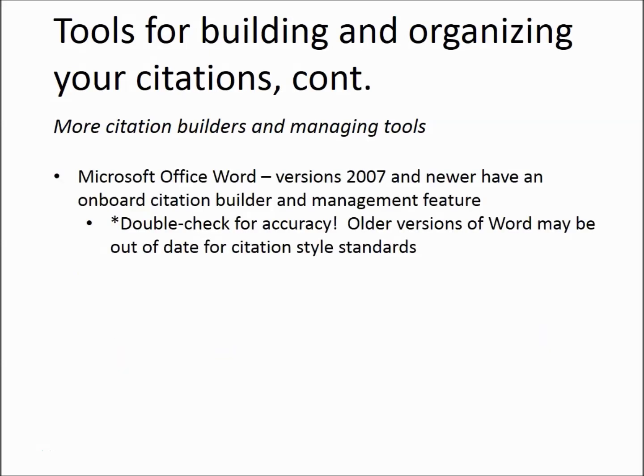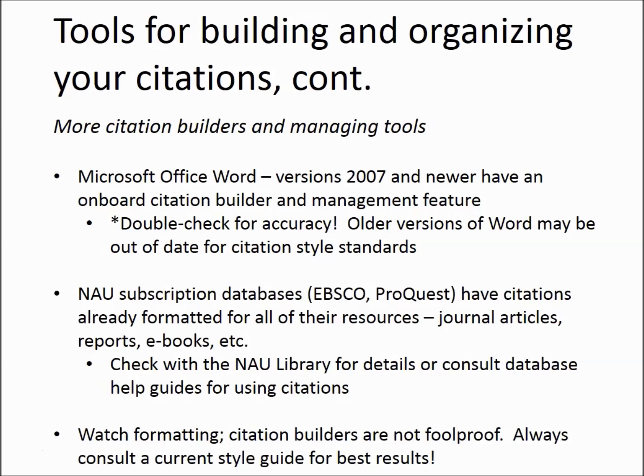If you're using Microsoft Office products to write your papers, Microsoft Office Word versions 2007 and newer have an onboard citation builder and management feature. However, be sure to double check for accuracy. Older versions of Word may be out of date for current citation style standards. Also, the NAU Library subscription databases, such as EBSCO and ProQuest, have citations already pre-formatted for other resources, including journal articles, reports, ebooks, and so on. Check with the NAU Library for details, or consult database help guides for using citations. Watch formatting when using these or any citation builders, as they are not foolproof. Always consult a current style guide for the best results.